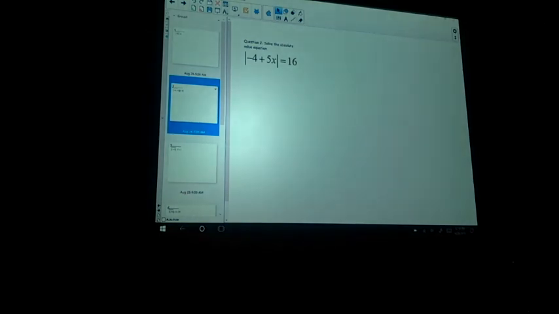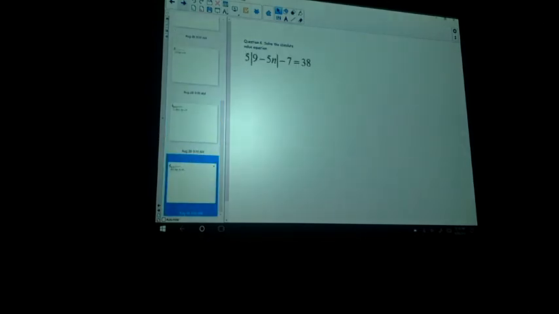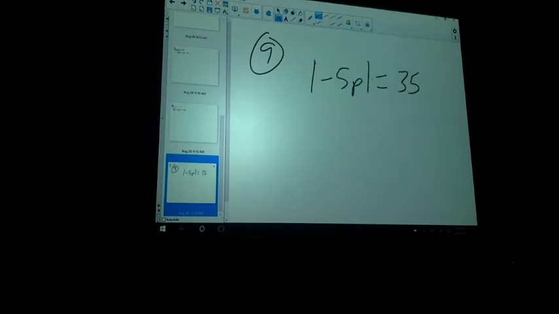If you have a negative sign outside of it or a subtraction sign, you have to pay attention to that. All right, so problem 5 through 12. Are there any questions on 5 through 12? Anything there? Yeah. Number 9, all right. -5p is equal to 35. That one? So let's create our 2 problems.